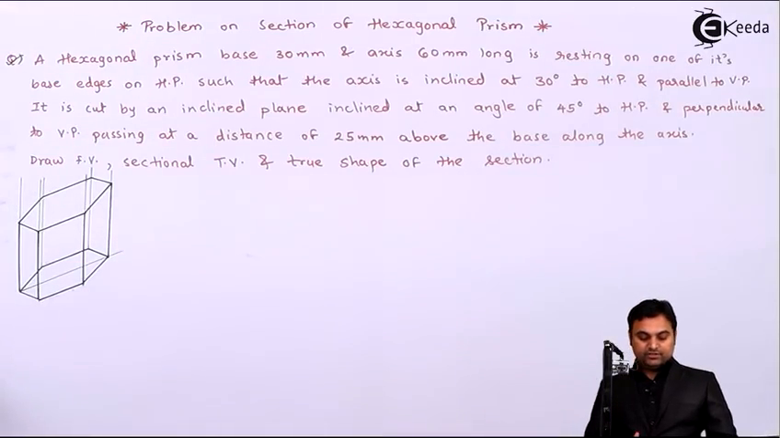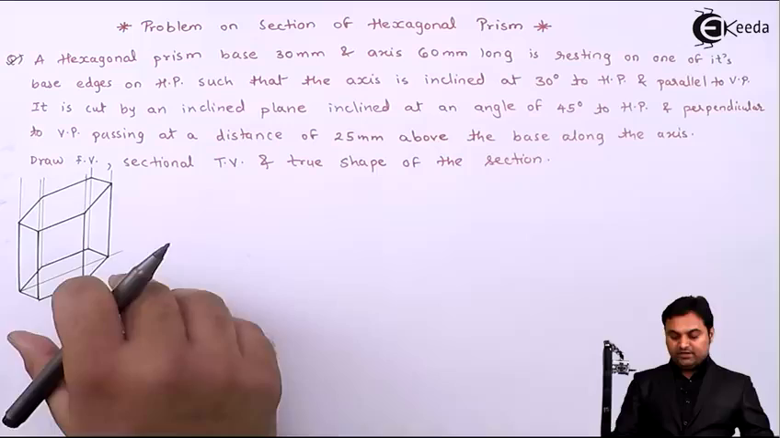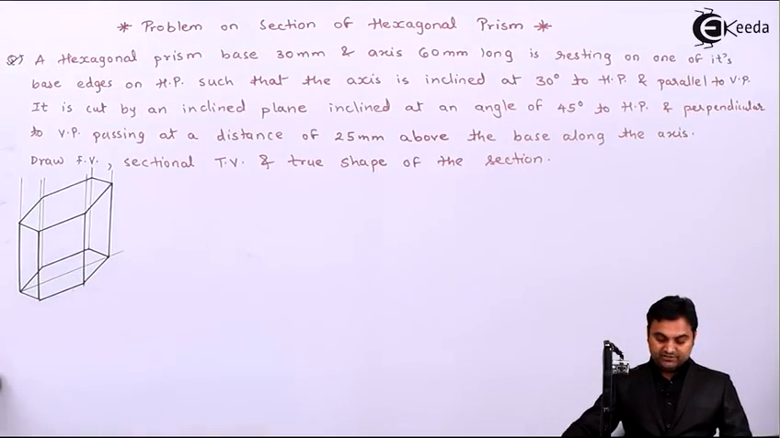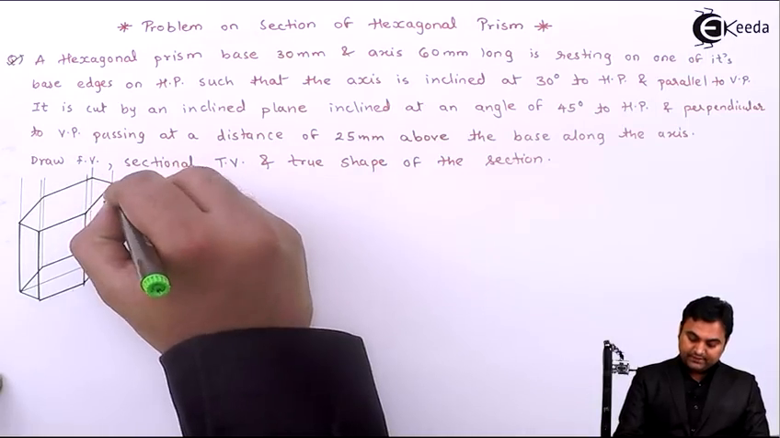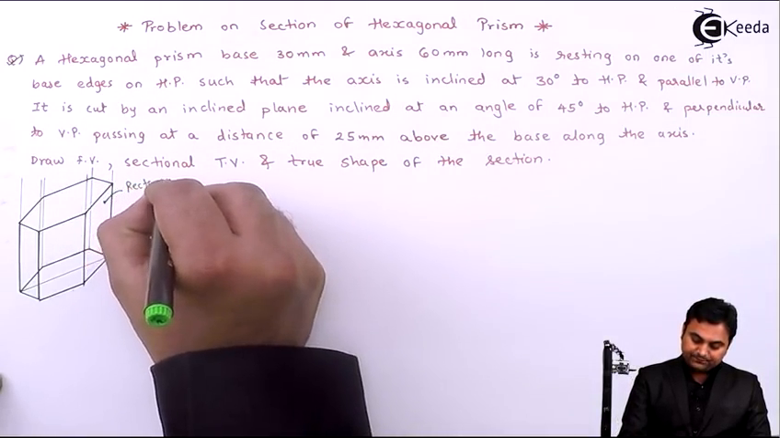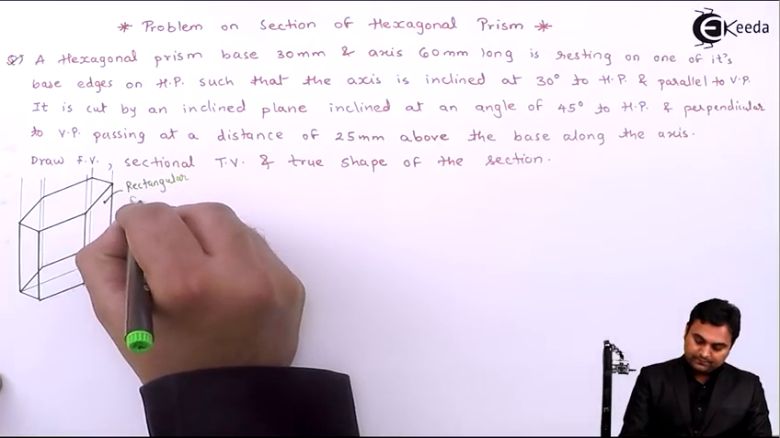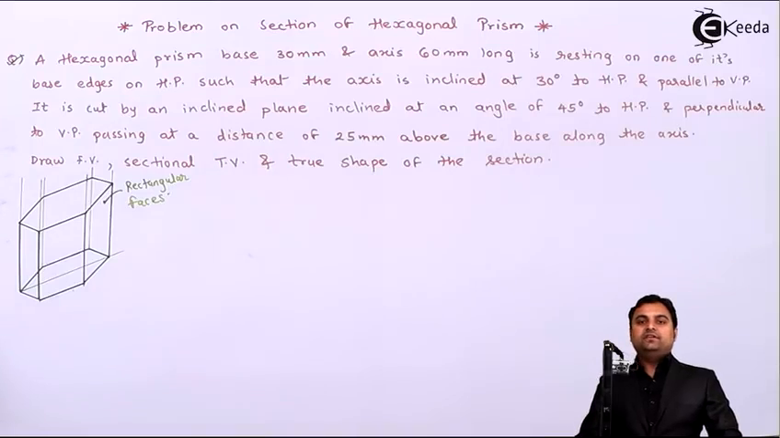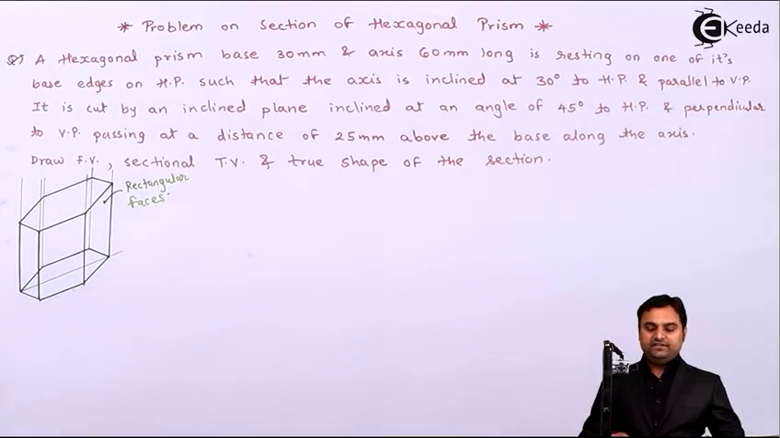So here is a hexagonal prism in which the top and bottom is in the form of a hexagon, that is called as top face and bottom face. Next, it is having rectangular faces, and since it is a hexagonal prism there are 6 rectangular faces because of 6 sides.